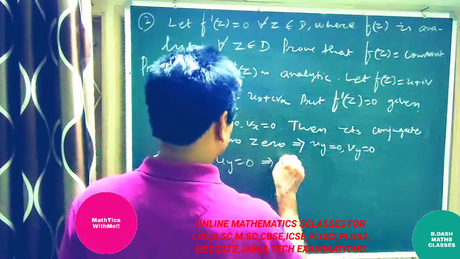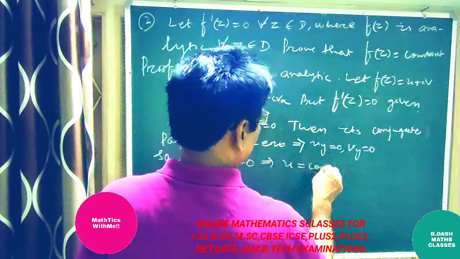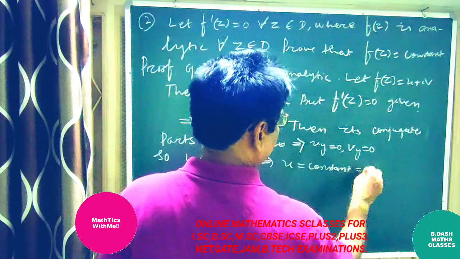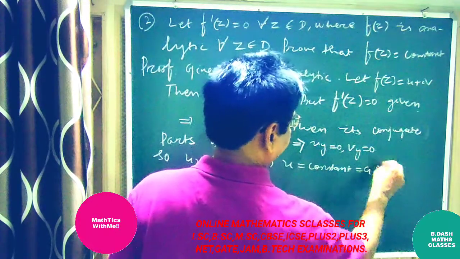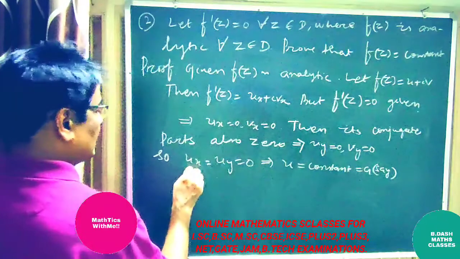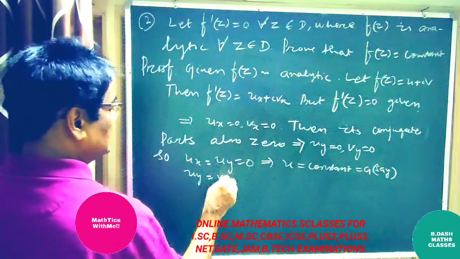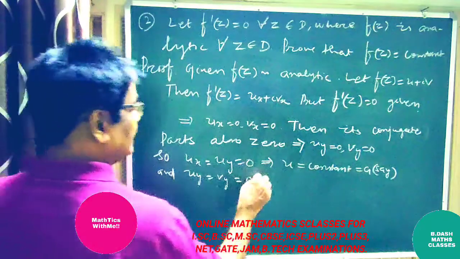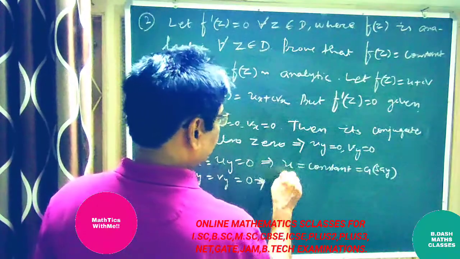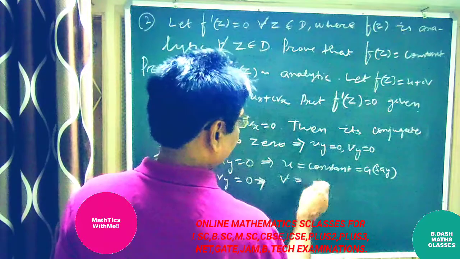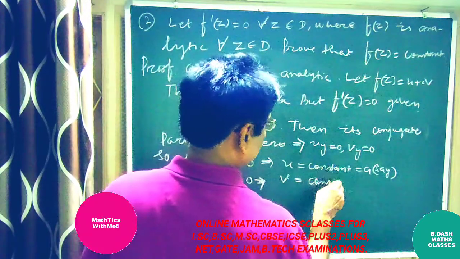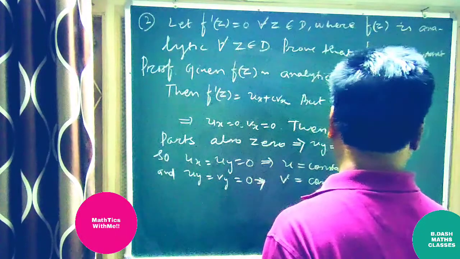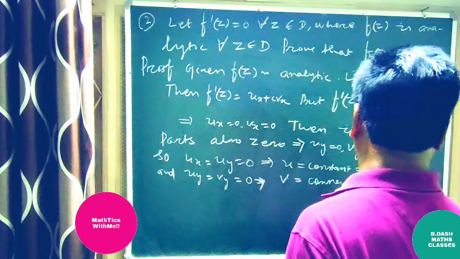This implies u is equal to constant, say C1. Uy is equal to Vy is equal to 0. So this implies V is equal to constant. So V is also constant. Let it be c2.